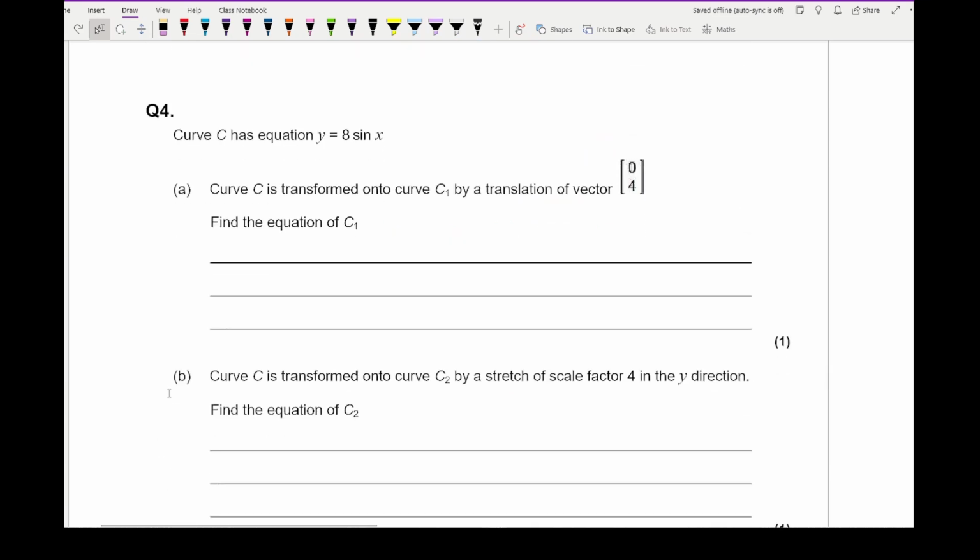Moving on to question 4, it says curve C has the equation y equals 8 sine x, and for part A it says curve C is transformed onto curve C1 by the translation vector (0, 4). Find the equation of C1. Now this is basically going to be a shift up of 4, so we need to add 4 to that equation, so it's going to be 8 sine x plus 4.